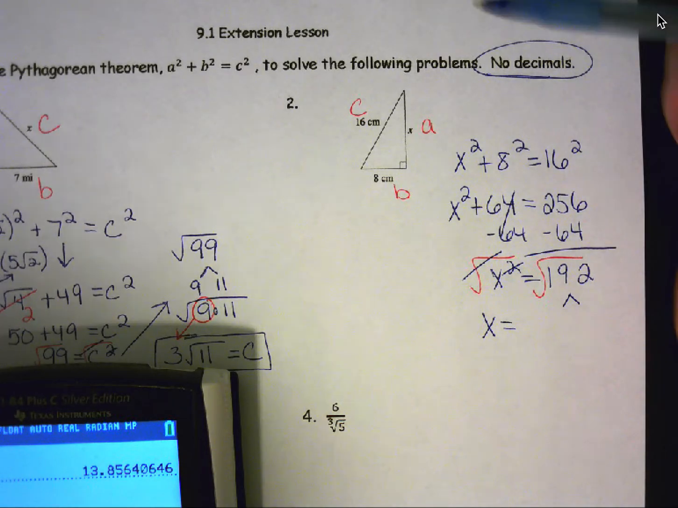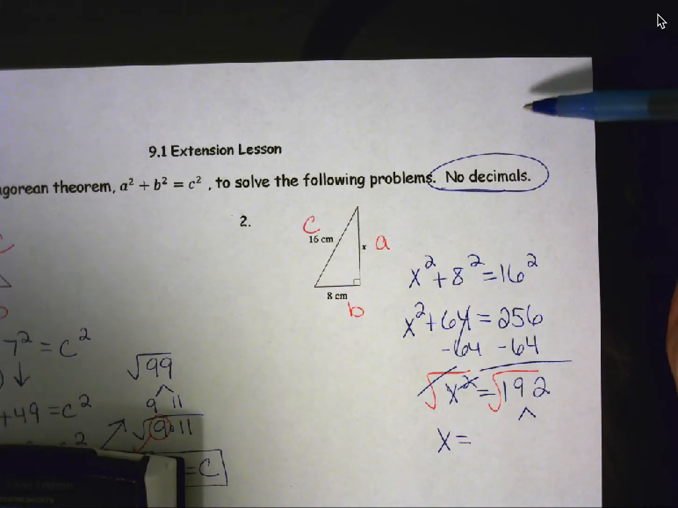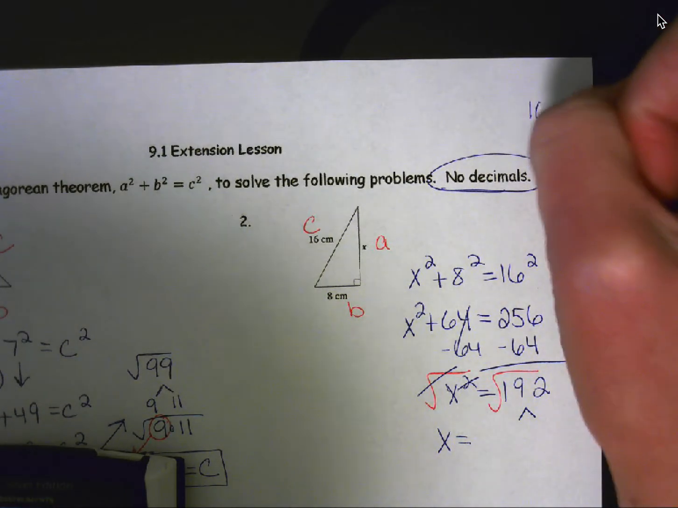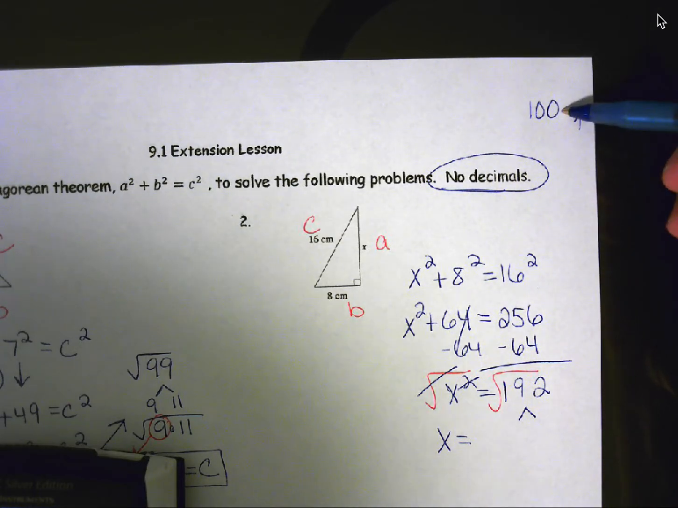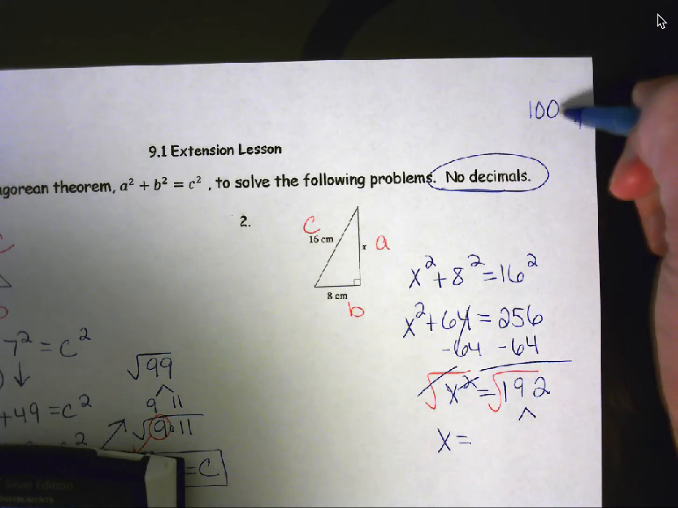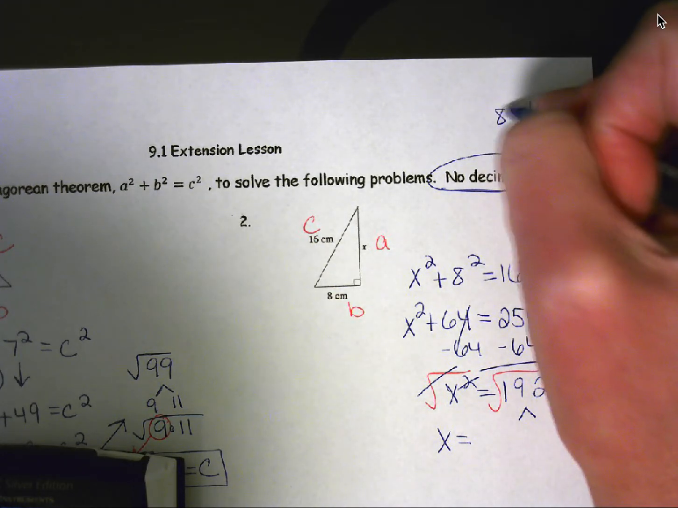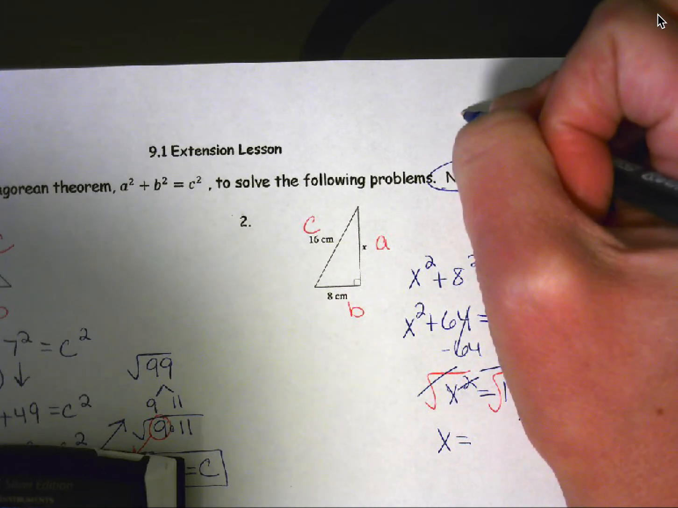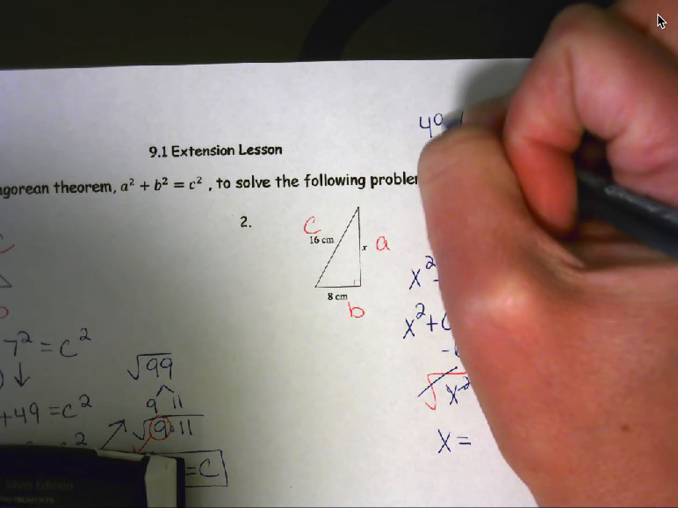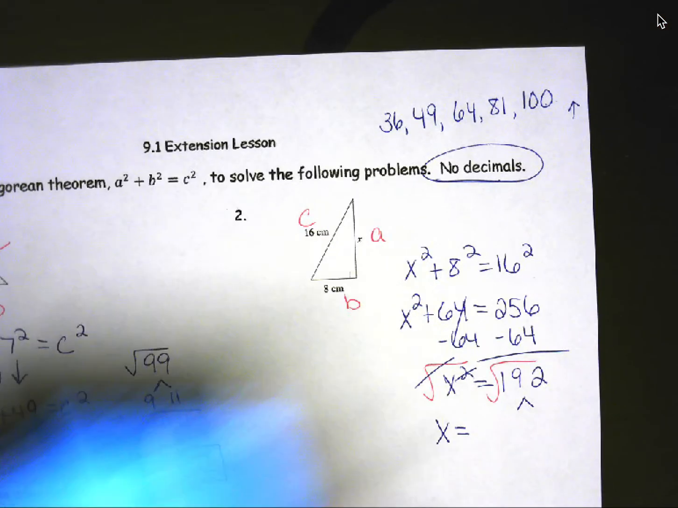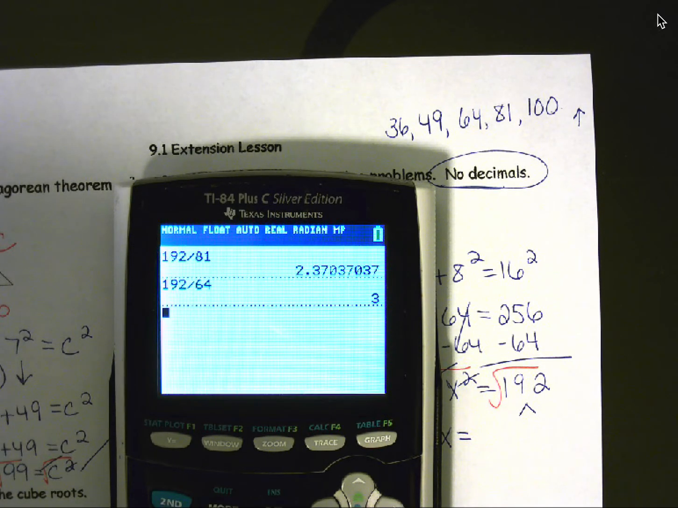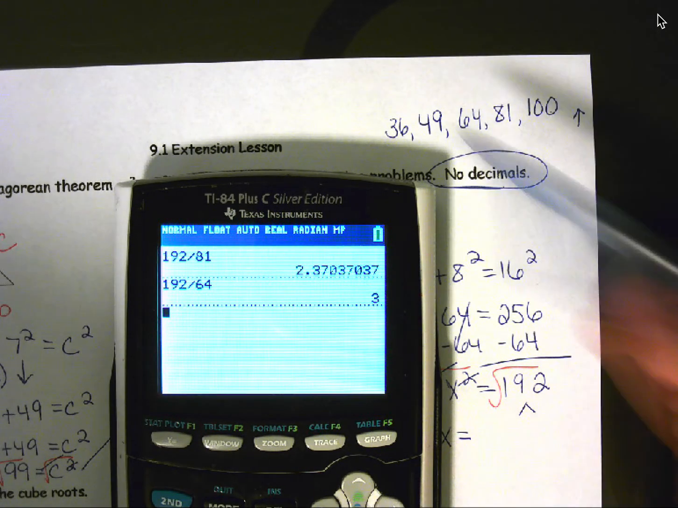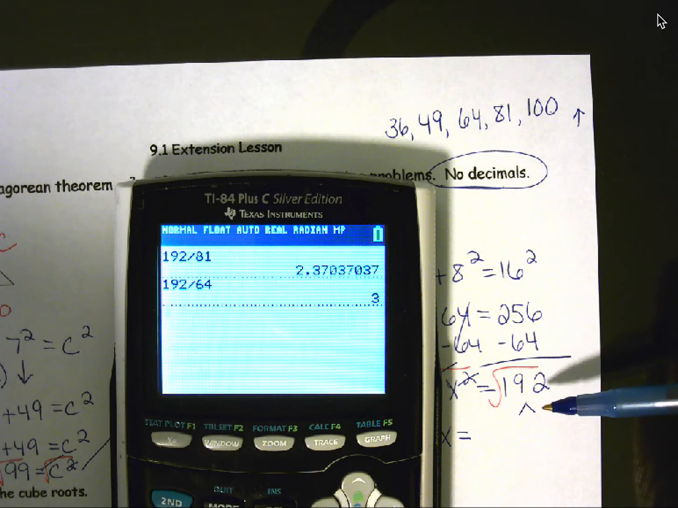So if you remember your perfect square list, I'm going to start up here and work backwards. 10 squared is 100. Okay, I know that 192 is way down here, but I highly doubt it's going to be anything above that. So let's work this way. So that's 10 squared, 9 squared, 8 squared, 7 squared, 6 squared, and let's see if we can get one of those to hit, okay? So let's take 192 and divide by 64. Look at that.